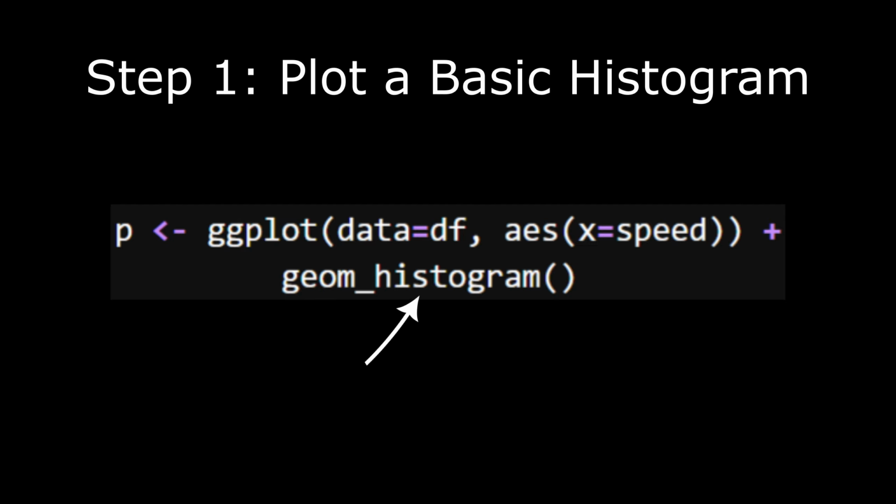The main aesthetic is the x-axis because the variable mapped to this axis is the data used to build the histogram. Our data contains the single variable speed. To map it to the x-axis, we pass the aesthetic mapping function aes with the mapping x equals speed to ggplot.